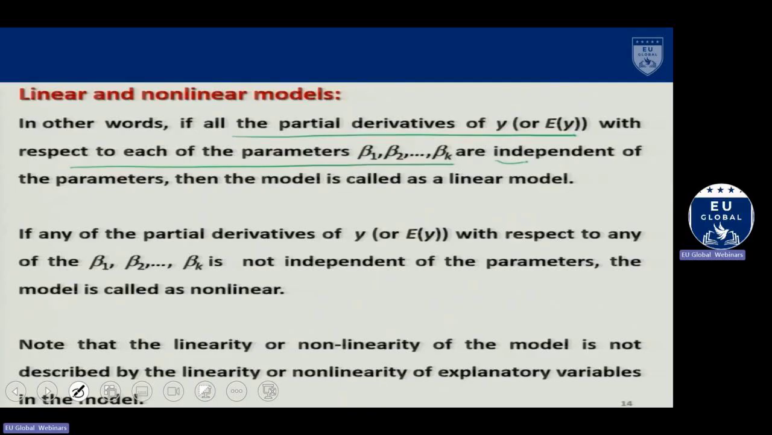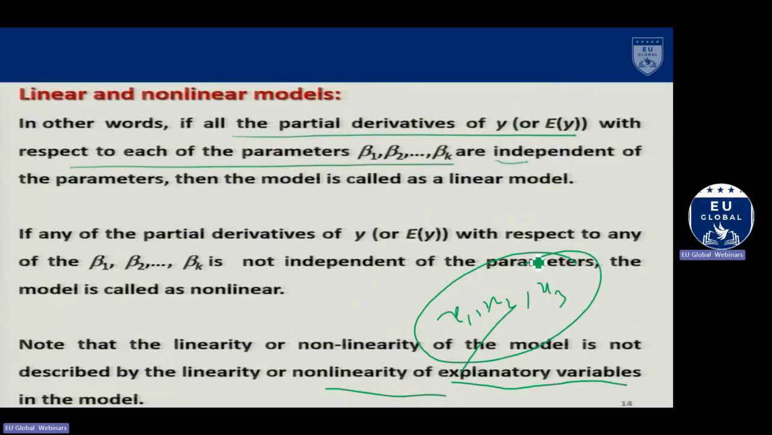We have to know that the linearity or non-linearity of the model is not described by the linearity or non-linearity of the explanatory variables. The explanatory variables x1, x2, and x3 do not actually identify the linearity or non-linearity of the model, right? x1, x2, and x3 do not play any part in finding out whether the model is linear or non-linear.